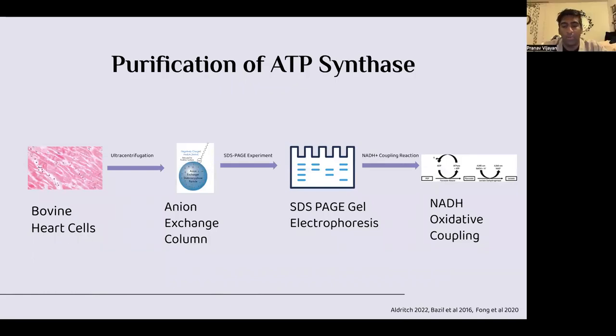To generate a cryo-EM profile of ATP synthase, the researchers had to first purify the enzyme. They did so in 4 steps. First, they extracted bovine cells containing ATP synthase. Next, they used an anion exchange column to bind and isolate the F1 F0 complex. Third, they used an SDS page gel to identify whether ATP synthase was in the monomeric or tetrameric form. Finally, they used a coupling reaction, NADH oxidation, with ATP synthase to verify the purity of their sample.